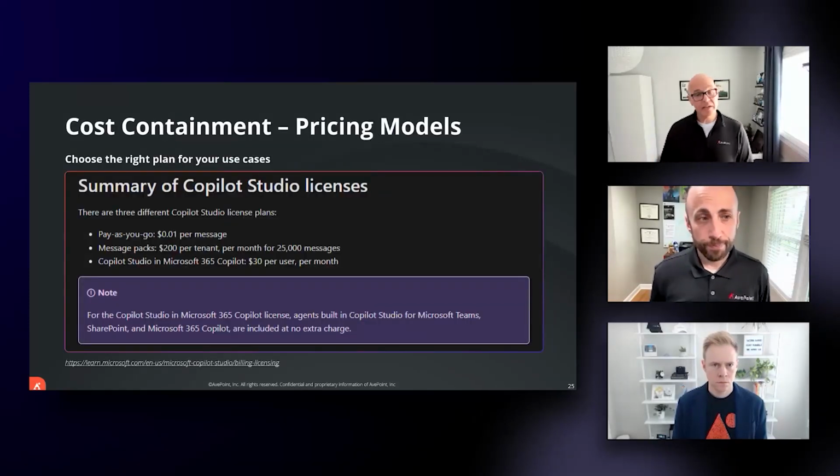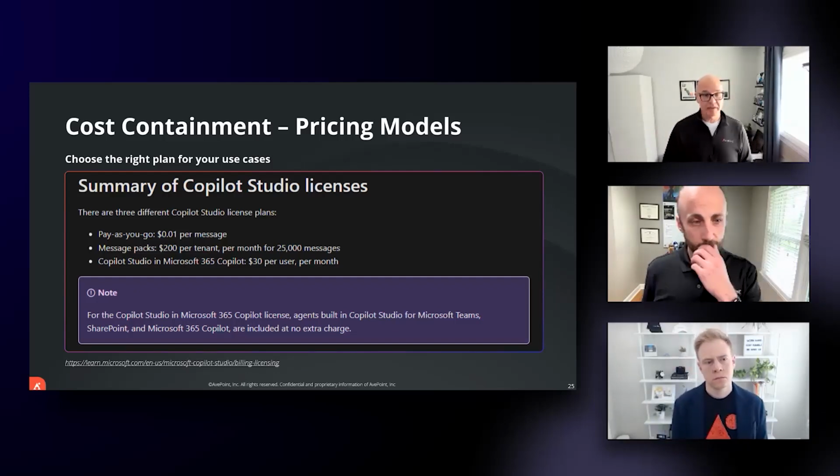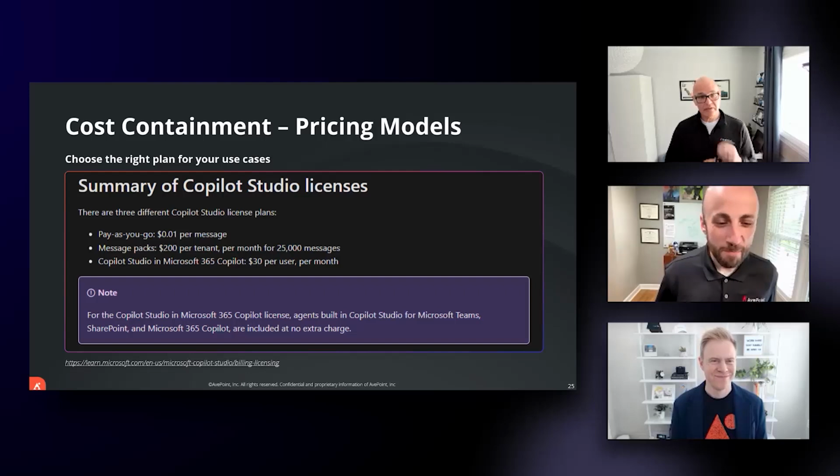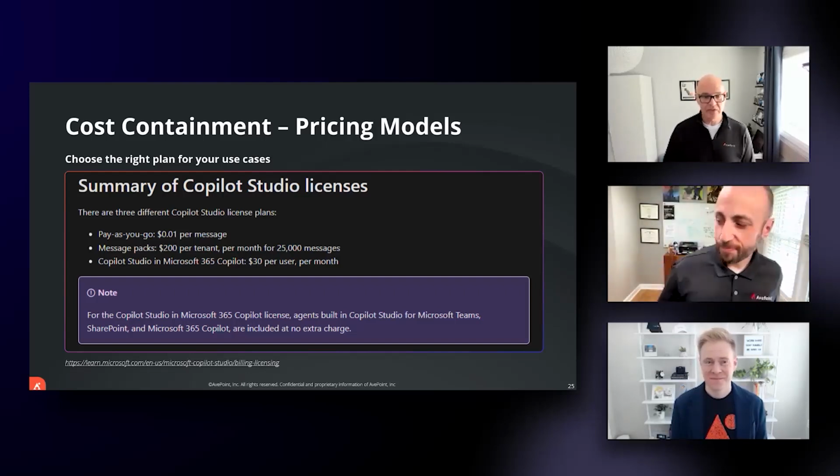Now, cost containment is always a tricky conversation. And this might seem straightforward, but it's not. It's going to be, it depends in most cases. There are 3 types of licensing options currently available for Copilot Studio agents. If we start at the bottom of the screenshot that we see from Microsoft, it's the easiest one to understand.